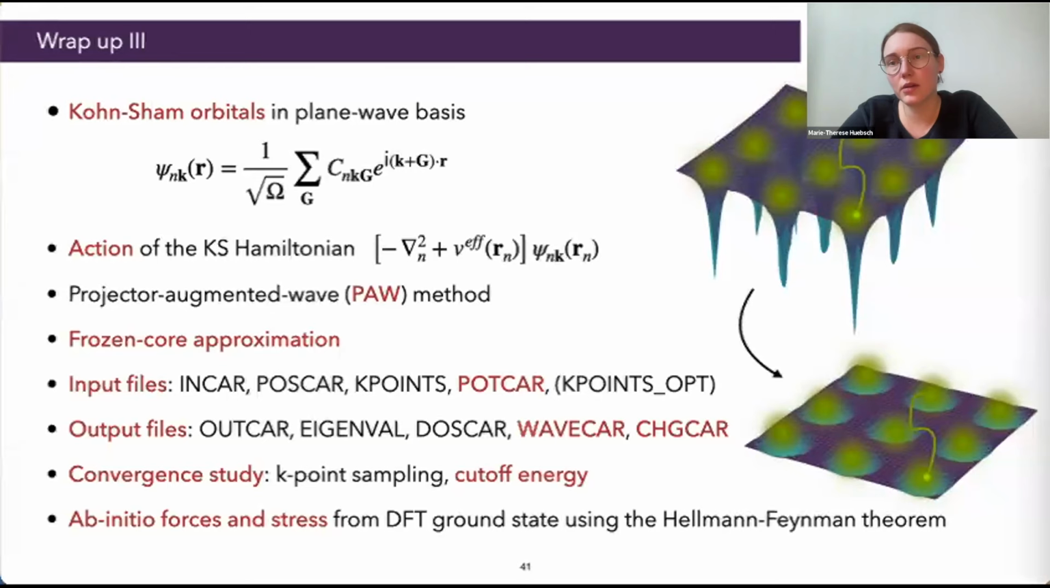And regarding the input files, we additionally discussed the POTCAR file in this final part. And for the output files, we mentioned the WAVECAR and the CHGCAR file. Please remember that convergence studies for K-point sampling are necessary, and also for the cutoff energy that we introduced for the plane wave basis. Last but not least, we discussed how to compute the forces and stress from the DFT ground state. Therefore, you now know how to obtain forces, stress, and total energy from an ab initio calculation.